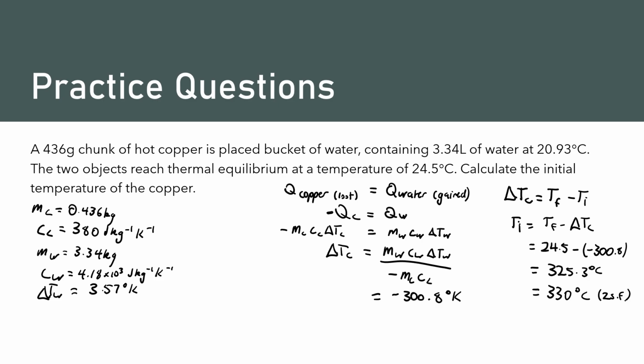And as the final result here, I've calculated that the initial temperature of the copper was about 330 degrees Celsius. I am giving that answer to two significant figures. Again, that is going to match our lowest number of significant figures that we had in the question, and that was for the specific heat capacity of the copper, which only had two significant figures in it.